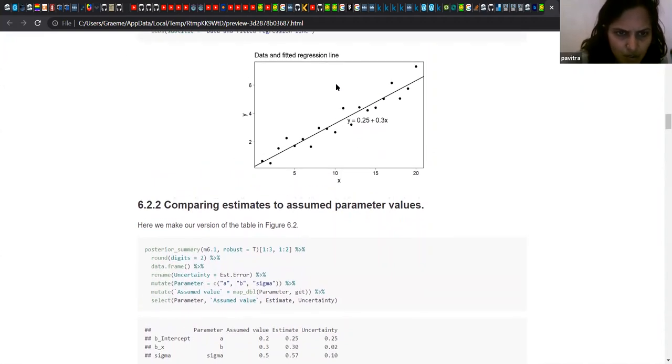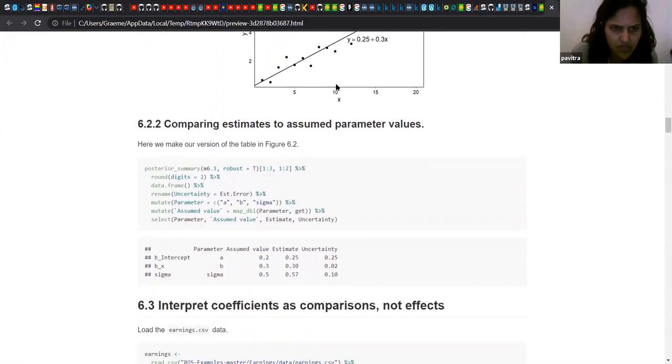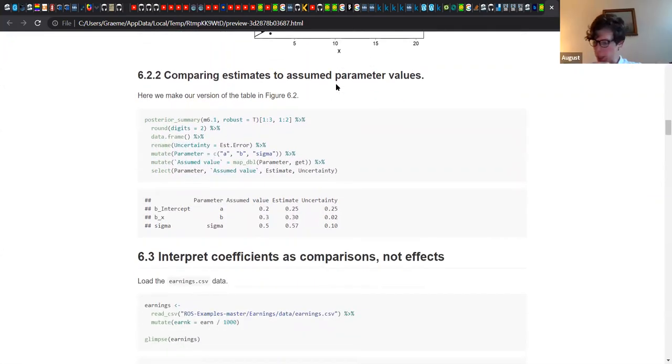Comparing estimates to assumed parameters. What he's doing here is creating a table, because they basically repeat it. It's like if you run the regression several times with the same parameters, what do you get? So this is the assumed parameters, or actually the true parameters that we know they are.